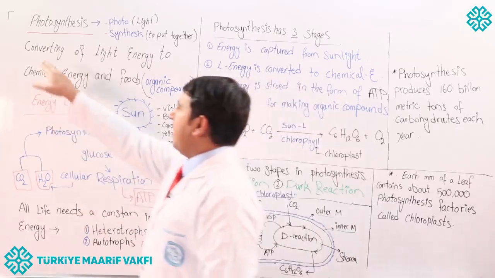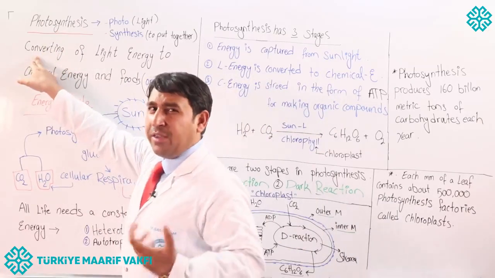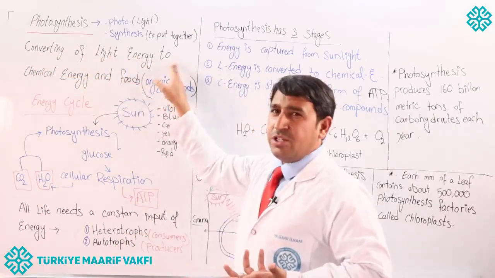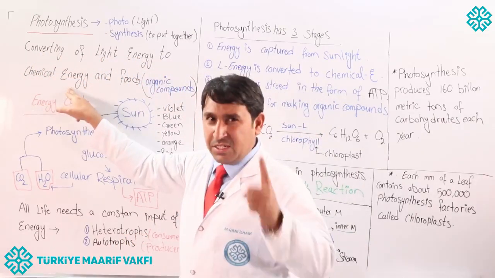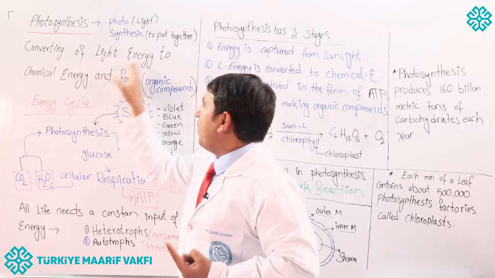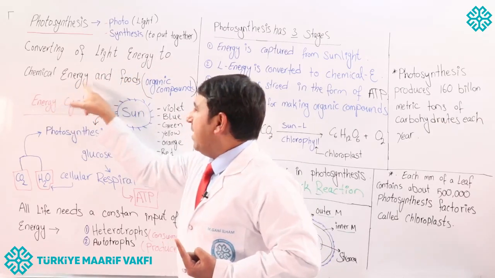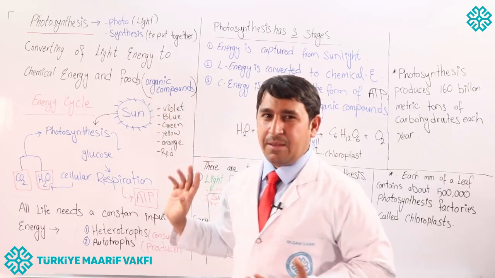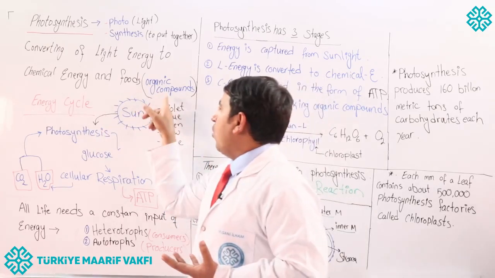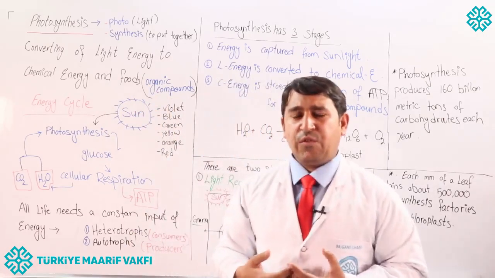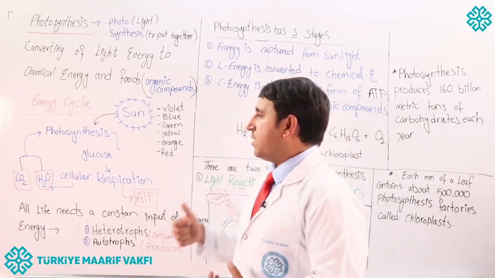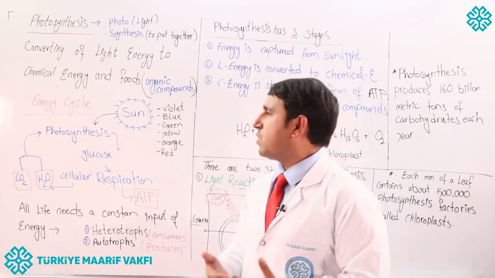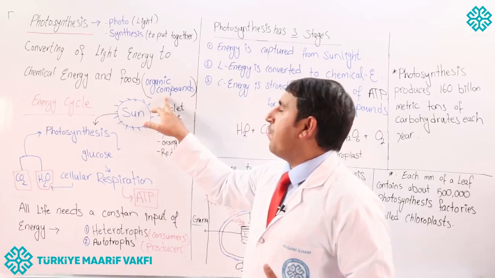If we come to the definition, photosynthesis is a biochemical reaction or process in which light energy is converted to chemical energy. First, converting light energy to chemical energy, and second, making foods or organic compounds. We have different types of organic compounds like proteins, carbohydrates, lipids, and others.